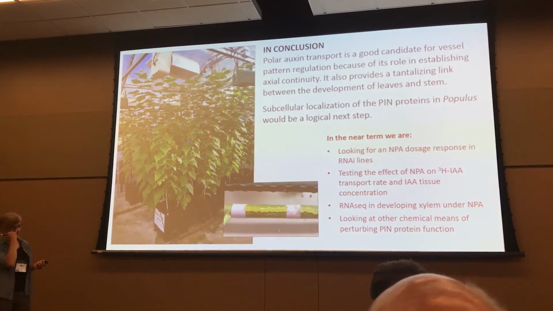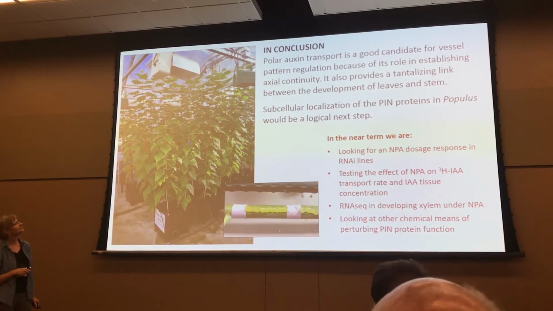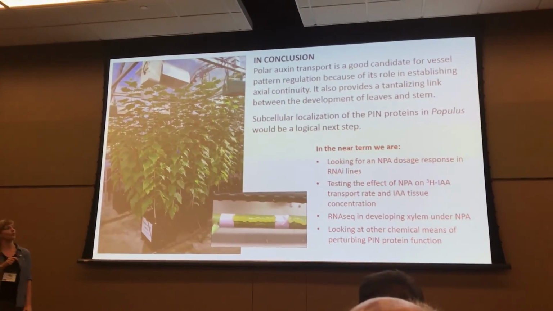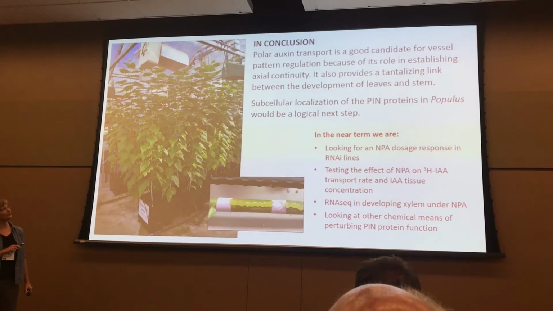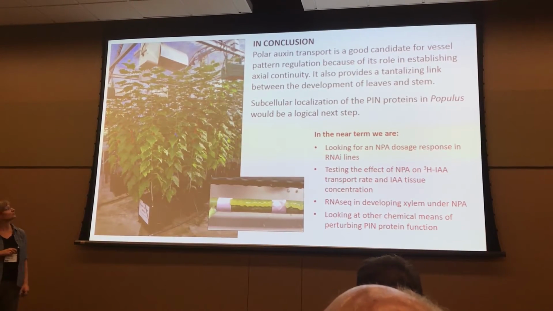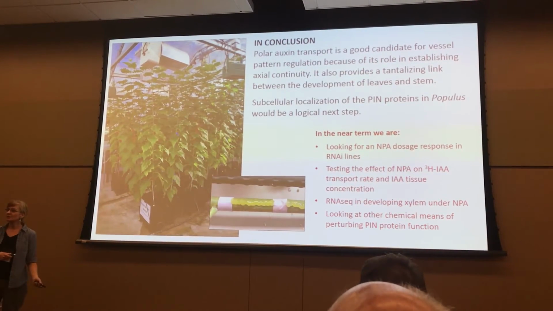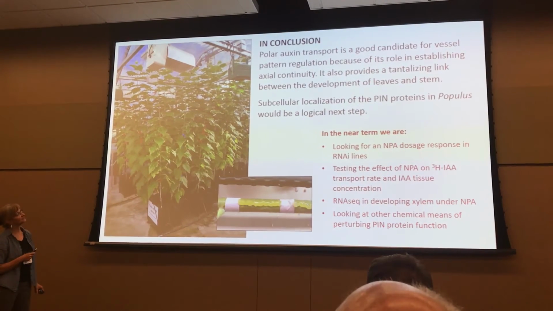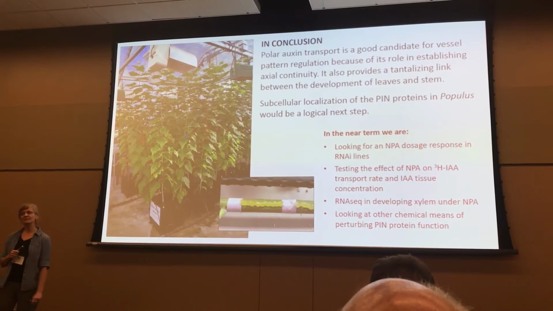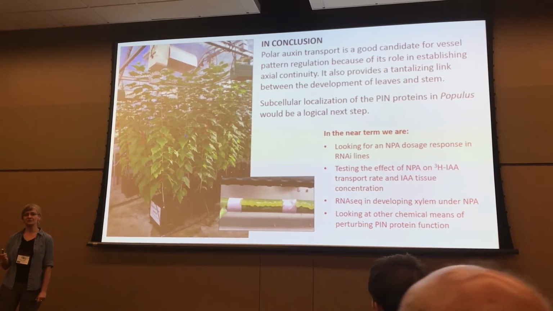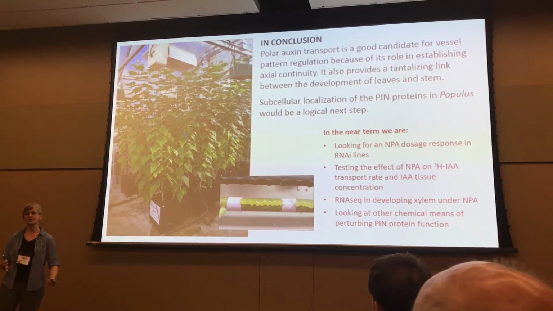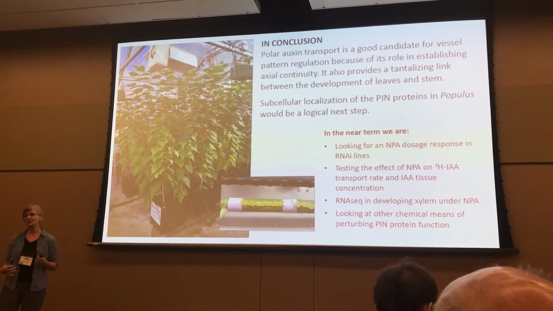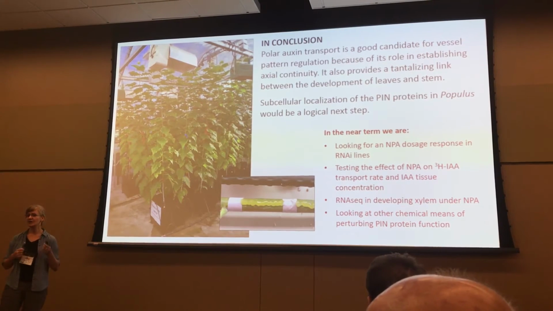So in conclusion, like I said, this is an idea talk. I want to suggest that polar auxin transport is a really good candidate for regulating the patterning of vessels in woody tissue, both because of its role in establishing axial continuity. I mean, that's what auxin does in plants effectively. But it also provides a really tantalizing link developmentally between developing foliage, which is where the auxin is coming from, and the stem that's developing beneath it. And those two things need to be developing in concert, especially when you're talking about hydraulic supply.